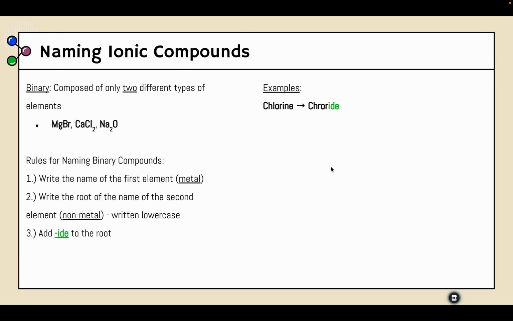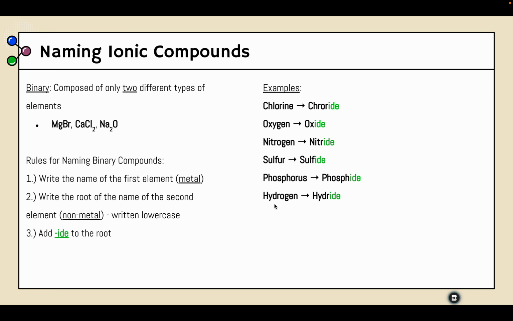Here are some examples for anions that switch their suffix. For chlorine, we switch it to chloride. Oxygen becomes oxide. Nitrogen becomes nitride. Sulfur becomes sulfide. Phosphorus becomes phosphide. And hydrogen becomes hydride. Notice how all of these suffixes have that green IDE. It's color-coded for you, because the element on the left becomes the root plus the IDE ending.